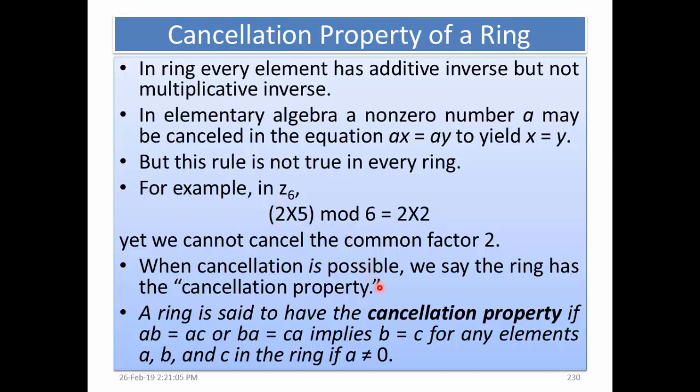When cancellation is possible, we say the ring has the cancellation property. A ring is said to have the cancellation property if AB is equal to AC implies B is equal to C for any elements A, B and C. It means that if we can cancel these factors on both sides of the equation, then we can say that the ring has the cancellation property. In this example, the ring F6 has no cancellation property.